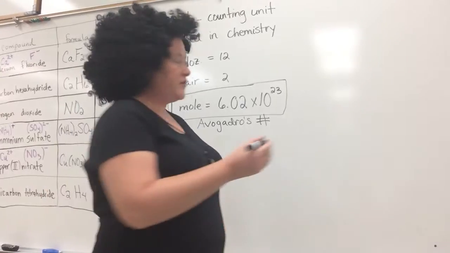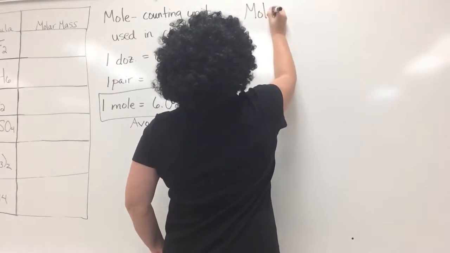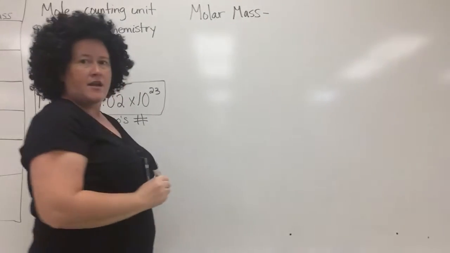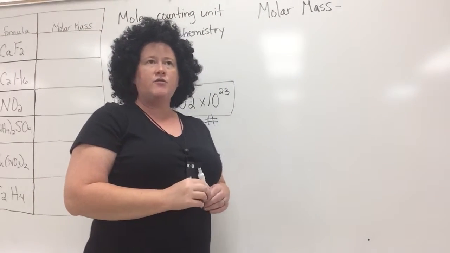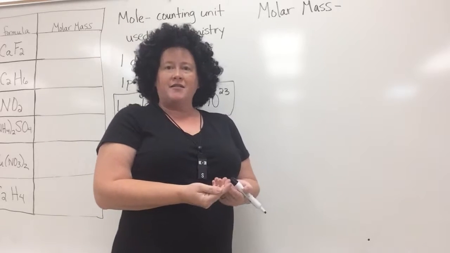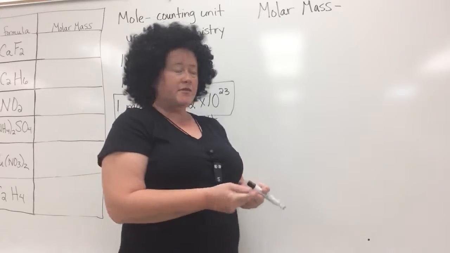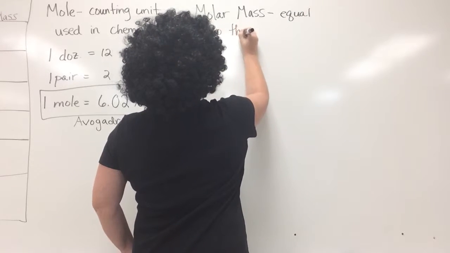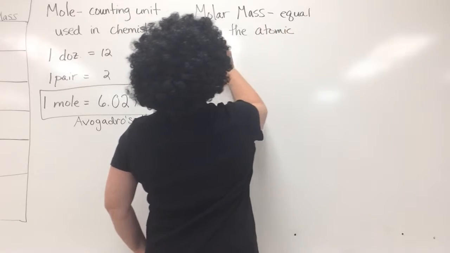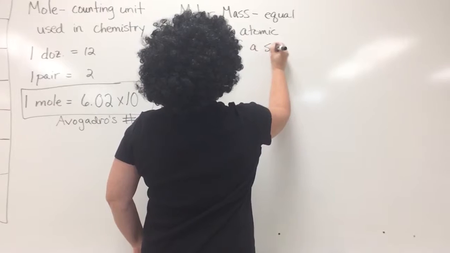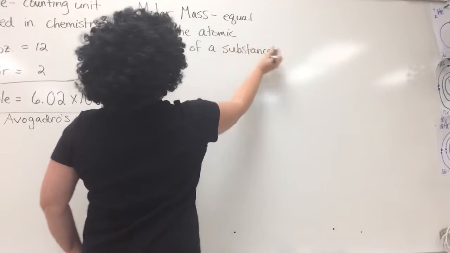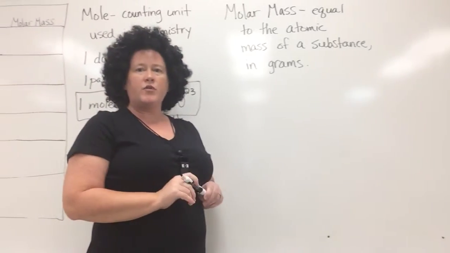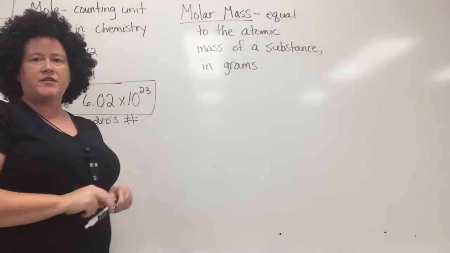So we have an electronic balance that gives us the mass. Now, the unit that's useful to us is something called molar mass. And the molar mass of a substance is equivalent to the atomic mass, which can be found on the periodic table, in grams. So again, the molar mass is equal to the atomic mass of a substance in grams.